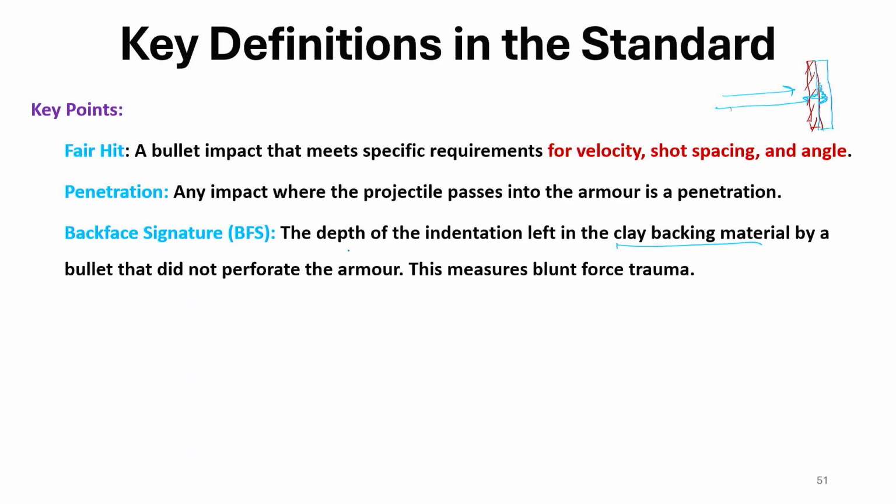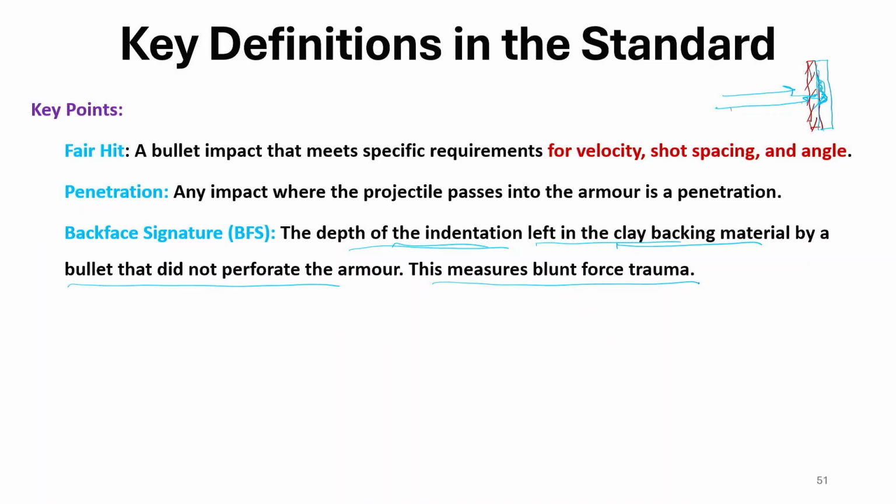So, the depth of indentation. There will be some indentation left on the clay backing material by the bullet, and that did not perforate the armor. So, it is not perforated, but there will be some impact. Due to the impact, at the other side of this armor there will be some deflection, and that deflection, this indentation, is measured, and this is actually the measure of blunt trauma.